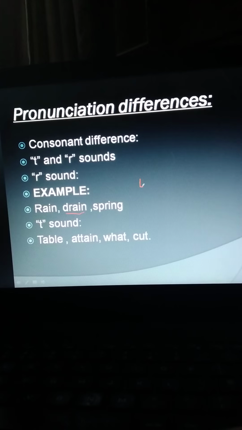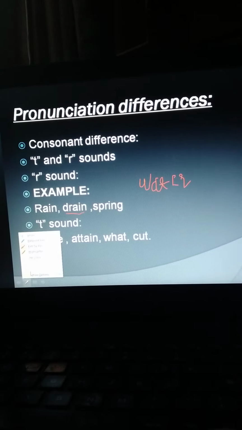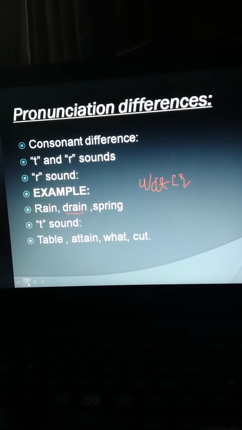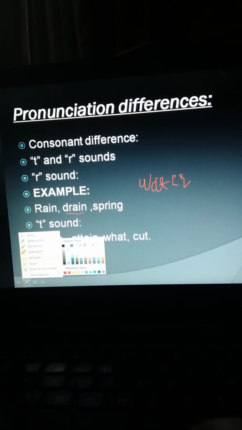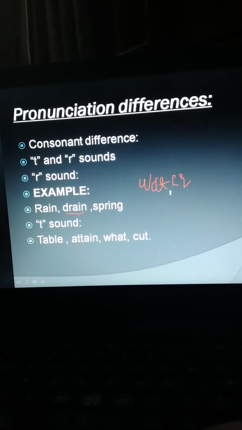If we take the example of water, the British tend to drop the R sound. Look at this. In water, the British do not pronounce the R sound. They do not pronounce the R in water, because it comes after a vowel.